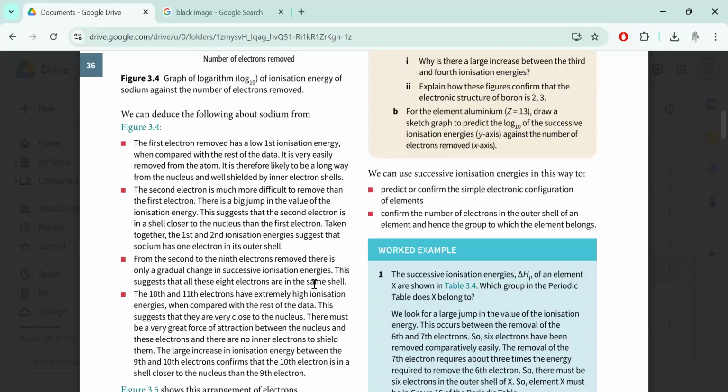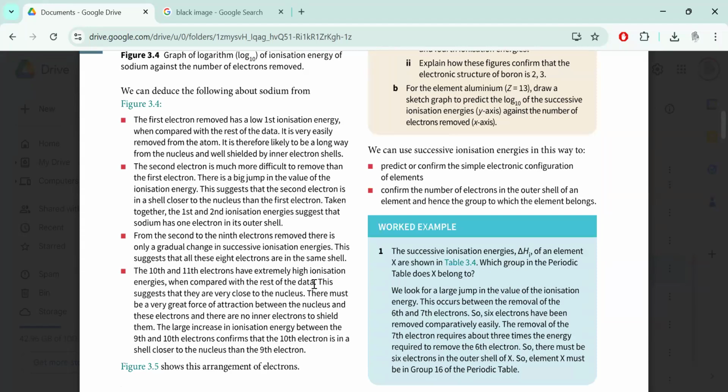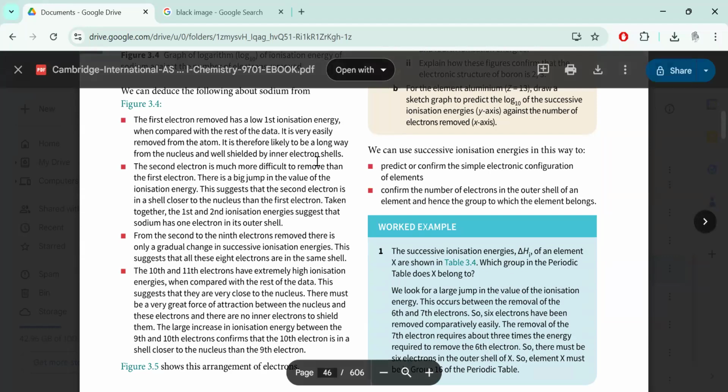Okay, so we can deduce that. I'm just going to read this, and probably add my own explanation. So we can deduce the following about sodium from this one.